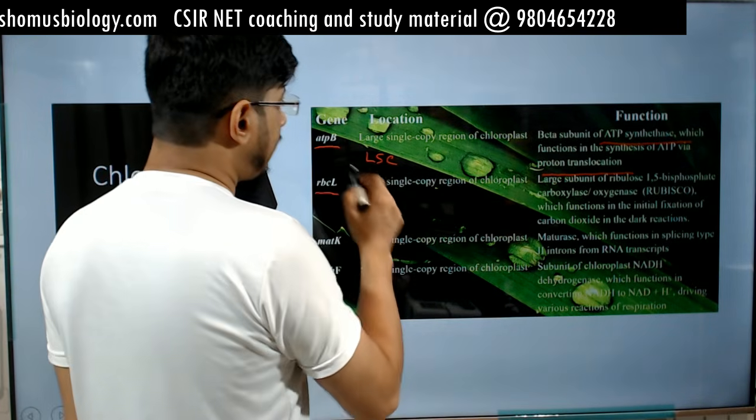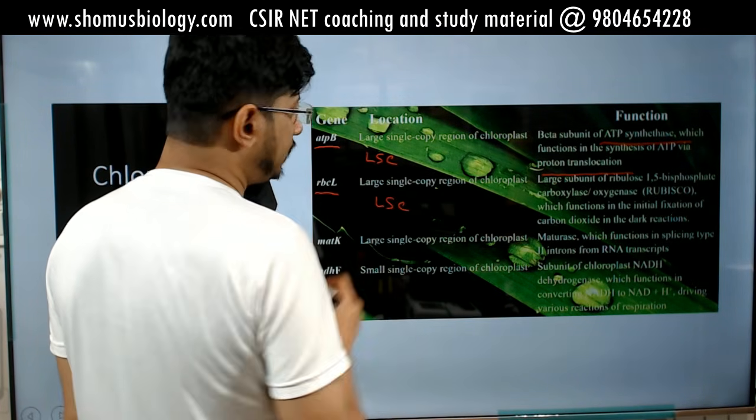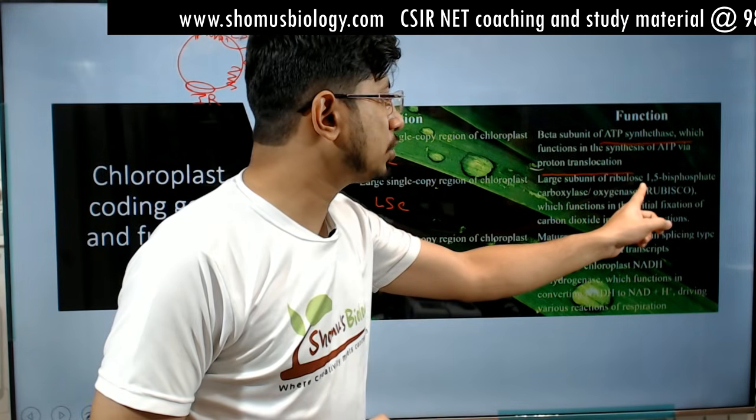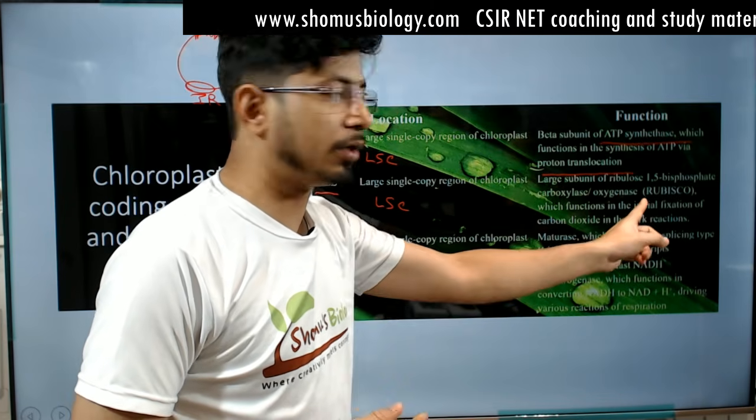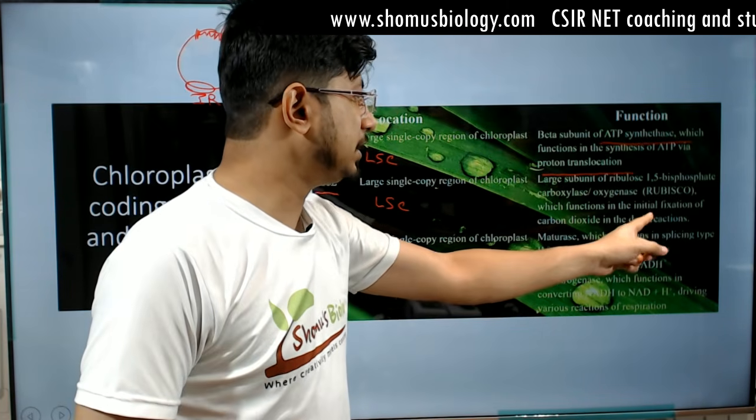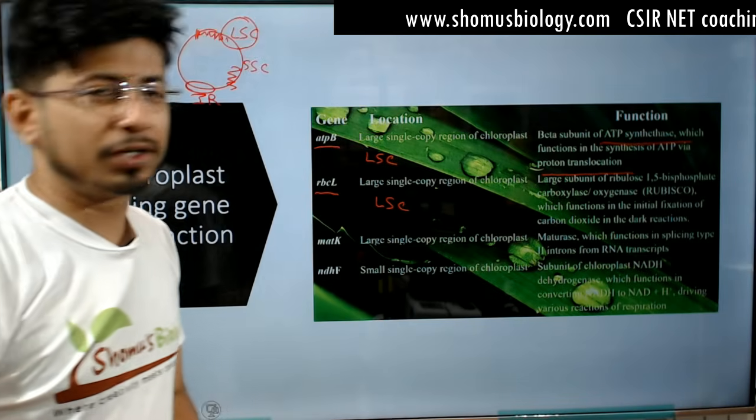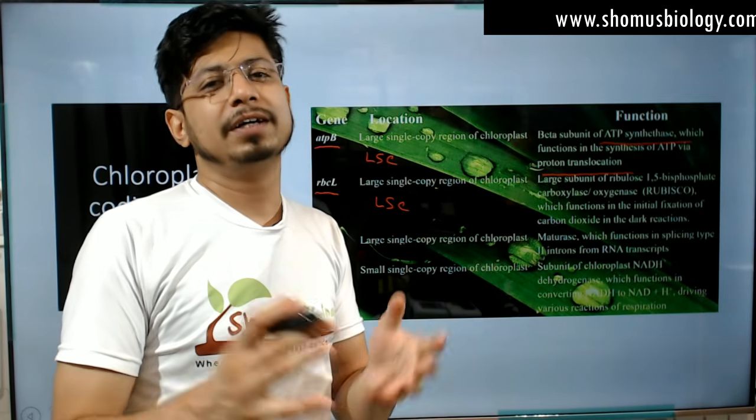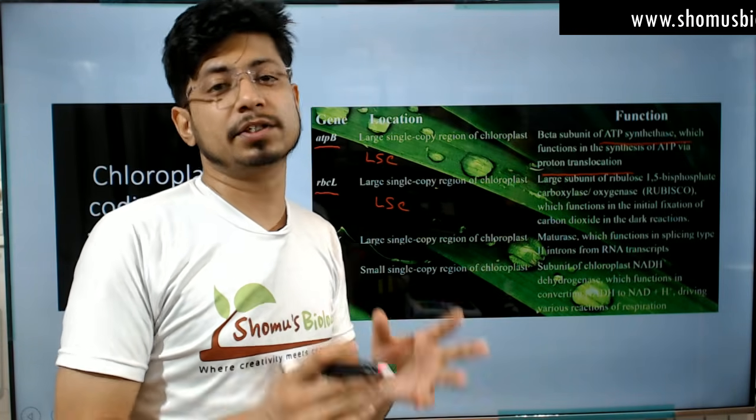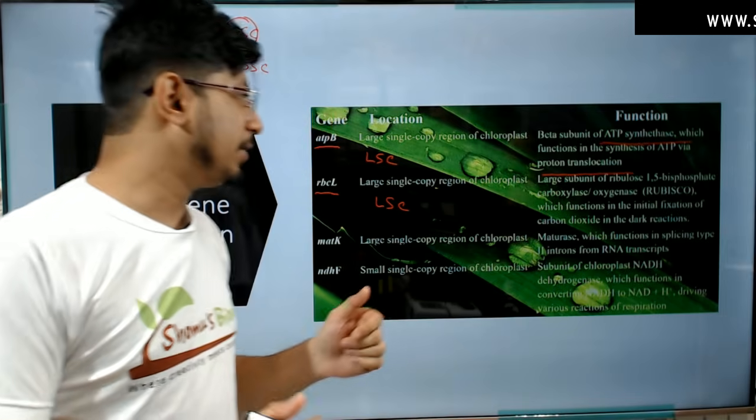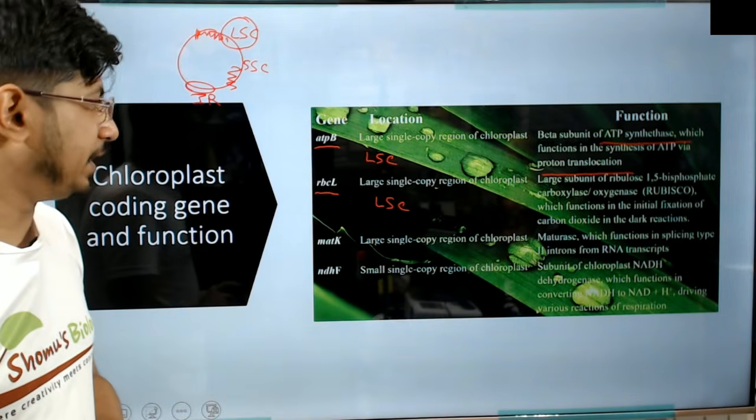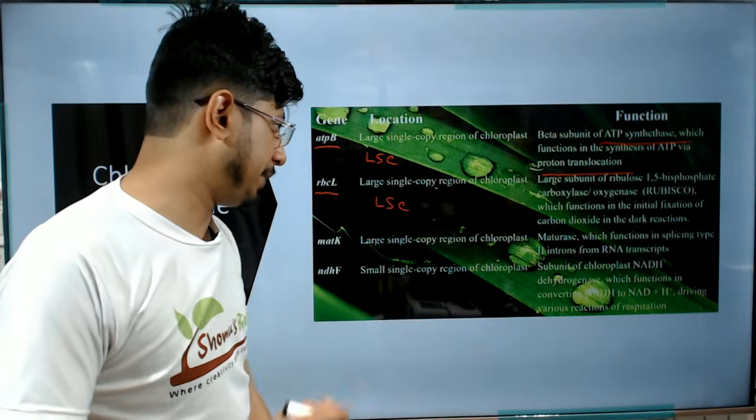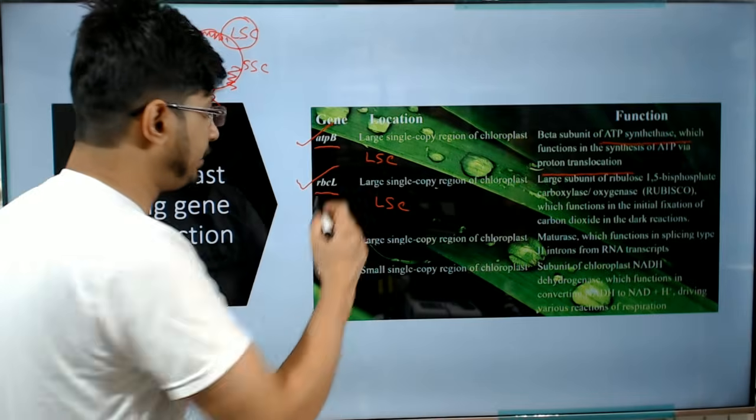RBCL, again the location is large single copy region of the chloroplast DNA. What is the function? Large subunit of ribulose 1,5-bisphosphate carboxylase oxygenase, which is Rubisco, which functions in the initial fixation of carbon dioxide. So Rubisco is the primary enzyme in the process of carbon dioxide fixation into the sugar, in the light independent reaction. So RBCL region actually codes for the large subunit of Rubisco enzyme. Both of them are very crucial genes.